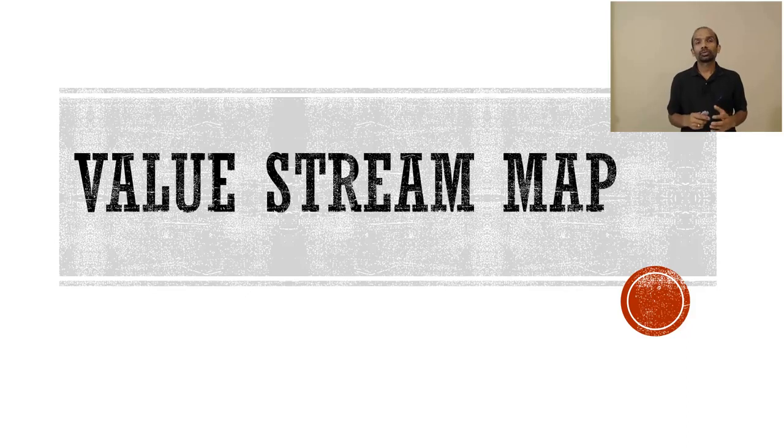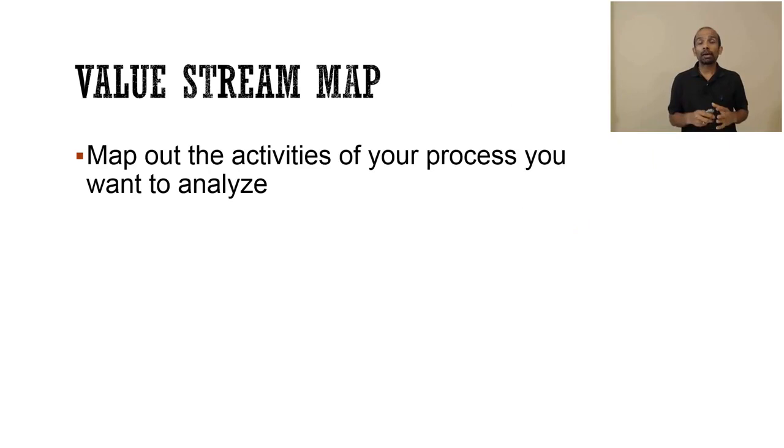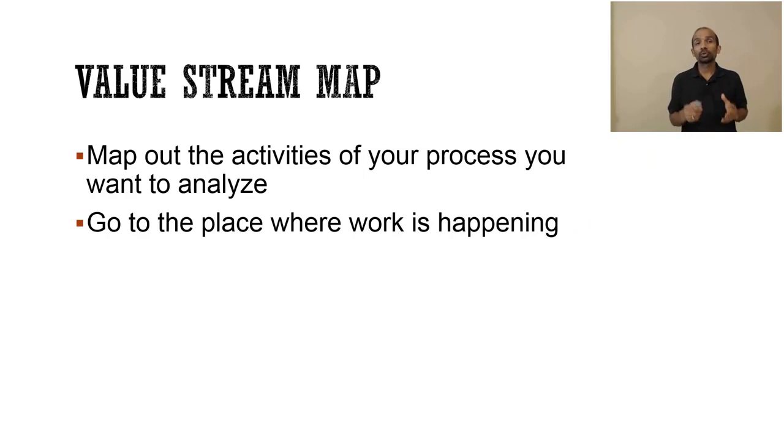In this lecture, we are going to learn how to create a value stream map for a software development process. To create a value stream map is basically to map out all the activities of the process that you want to analyze. One of the tips is to go to the place where work is happening rather than just sitting in a room and mapping out all the steps, because a lot of times you will miss a lot of steps that actually happen at the work.